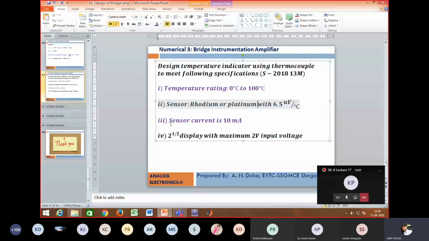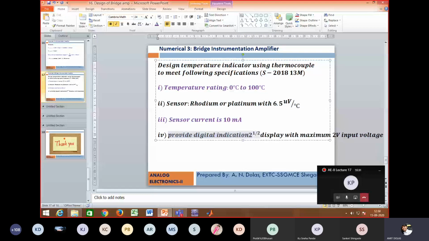Then provide digital indication with 2.5 digit DVM with 200 millivolt maximum input. So displays, provide digital indication with 2.5 digit display.